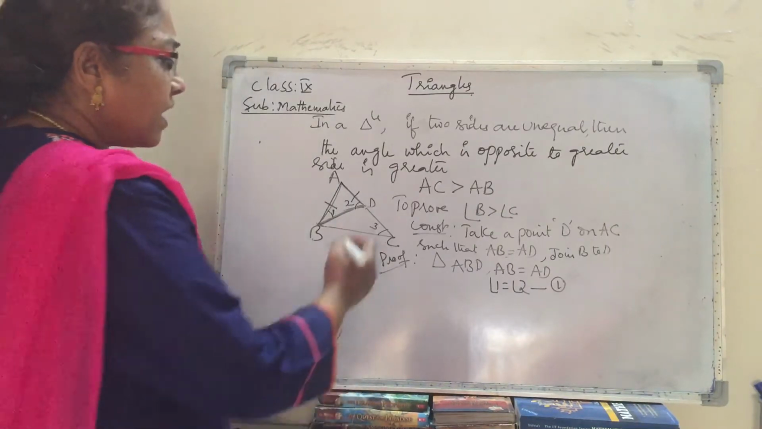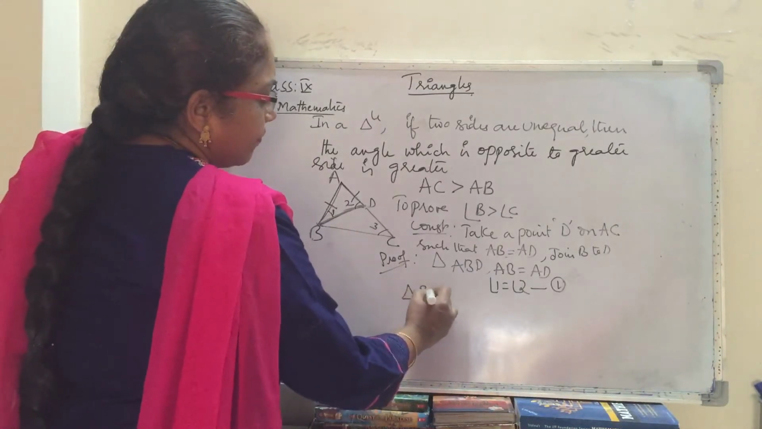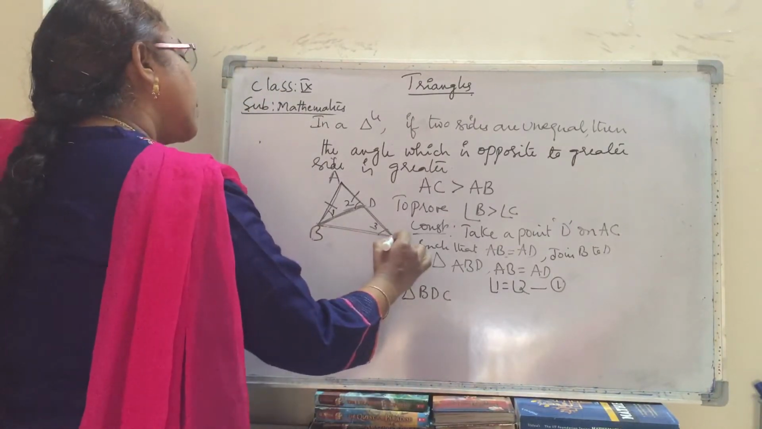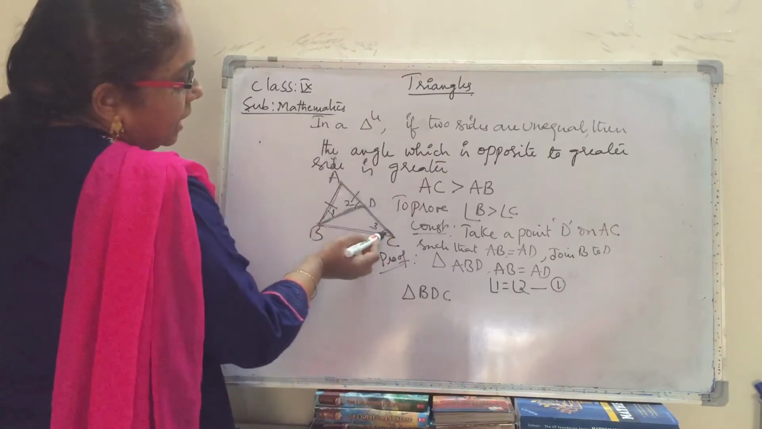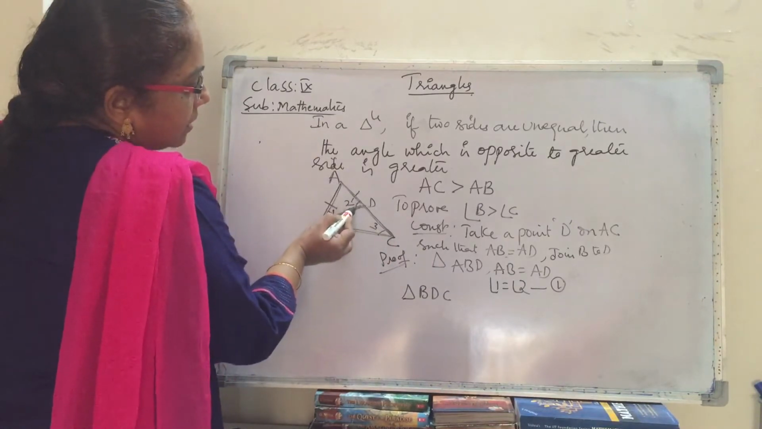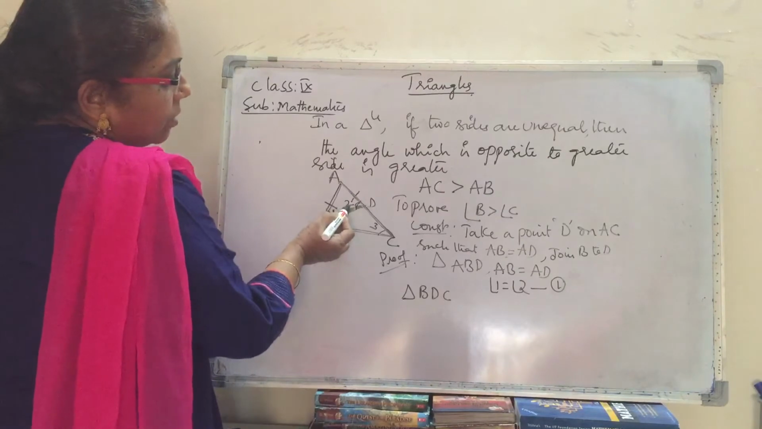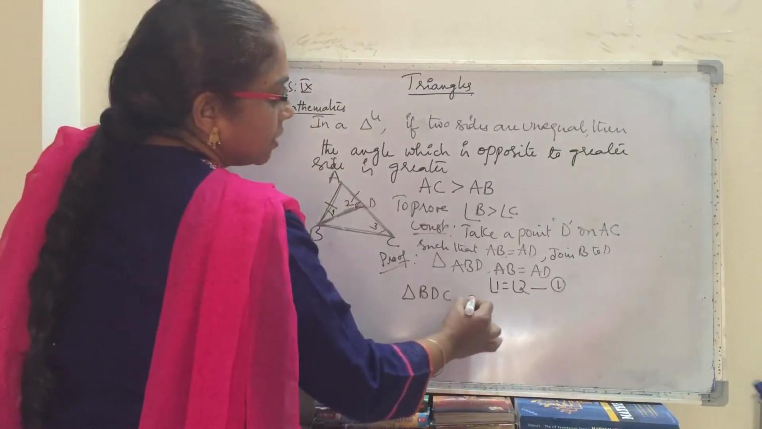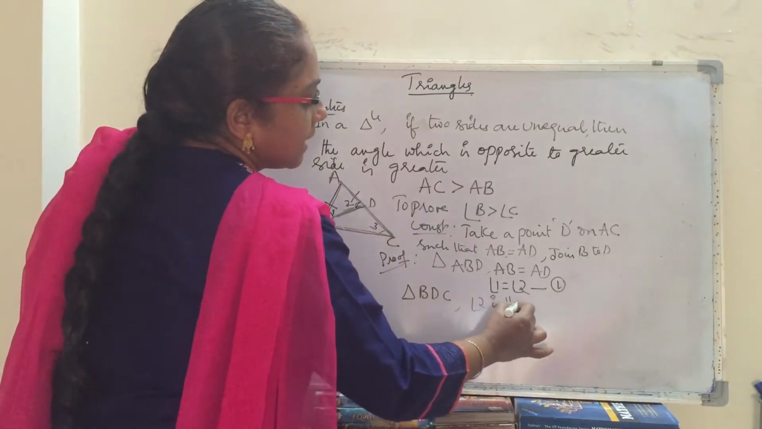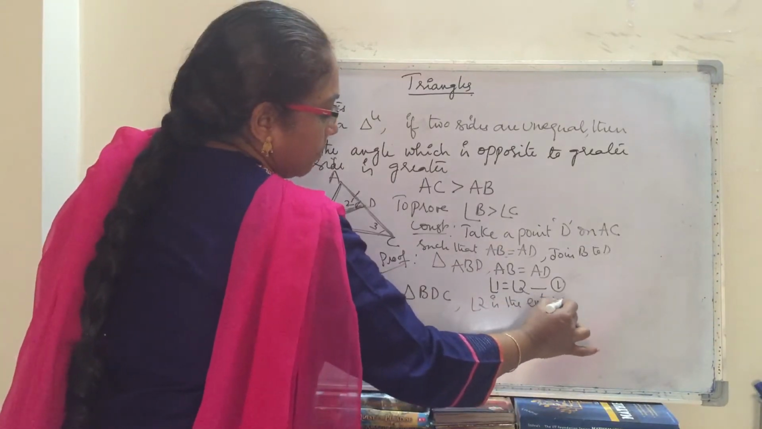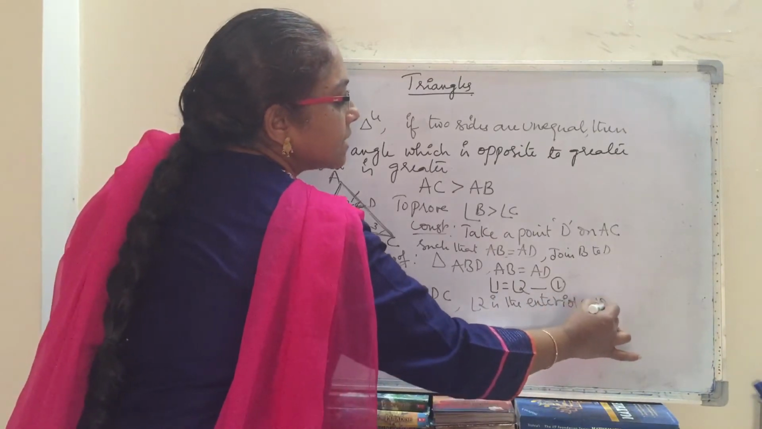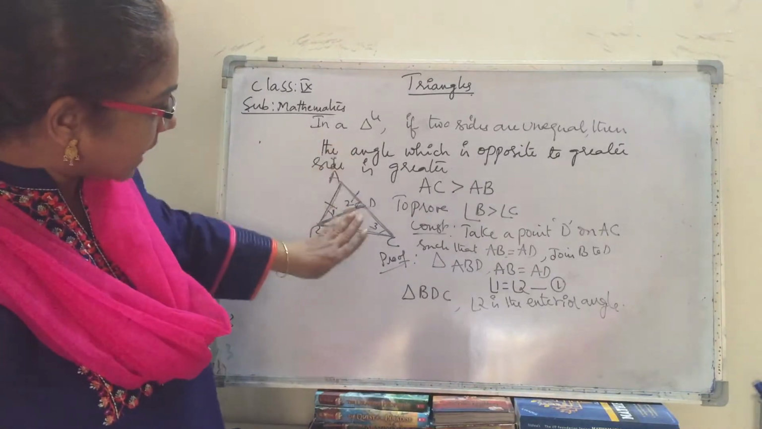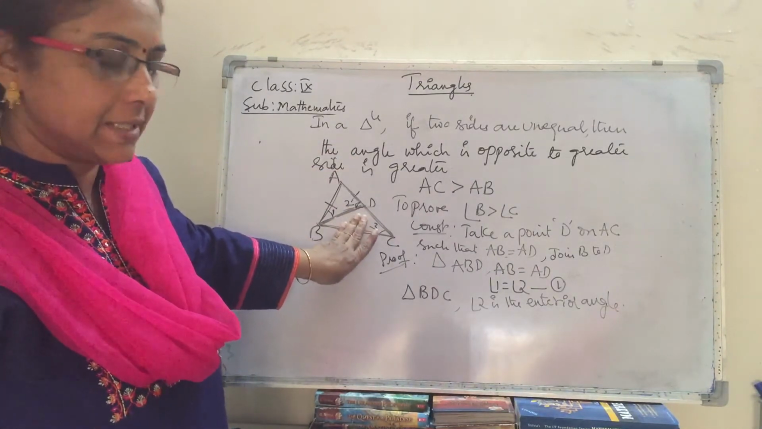Now, if we take triangle BDC, see, you take this triangle. Now I am producing this CD to A. If I produce this CD, then I get this exterior angle. See here, angle 2 is the exterior angle of this triangle BDC. So angle 2 is the exterior angle of triangle BDC. This is the exterior angle.